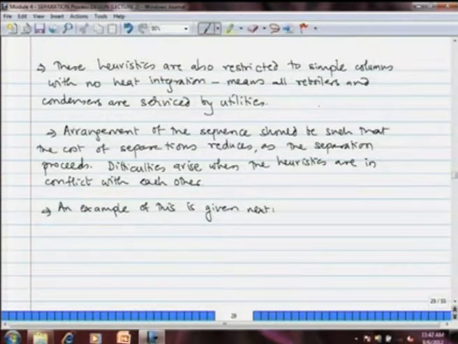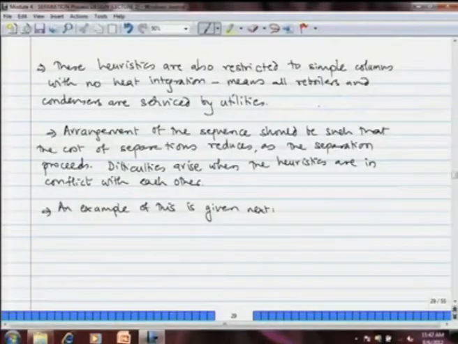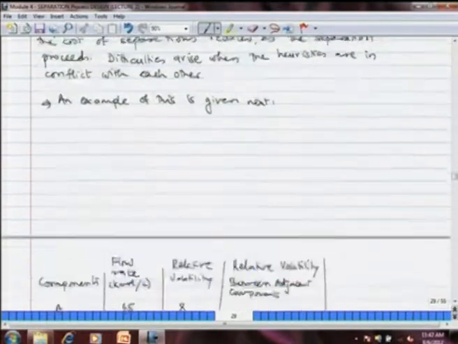The arrangement of sequences should be such that the cost of separation reduces as the separation proceeds, and difficulties arise when the heuristics are in conflict with each other. Like one heuristic will recommend one sequence, another heuristic will recommend another sequence. So, this kind of situation may arise very frequently. Now, let us see an example to which we shall apply the four heuristics that we stated just now.